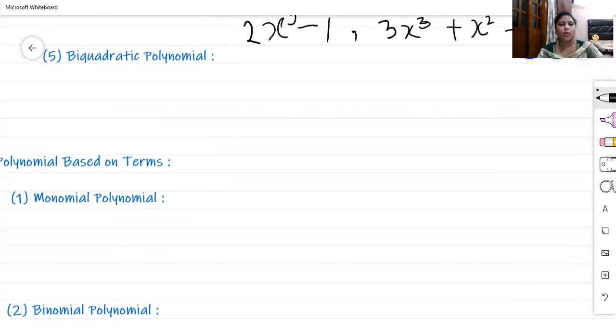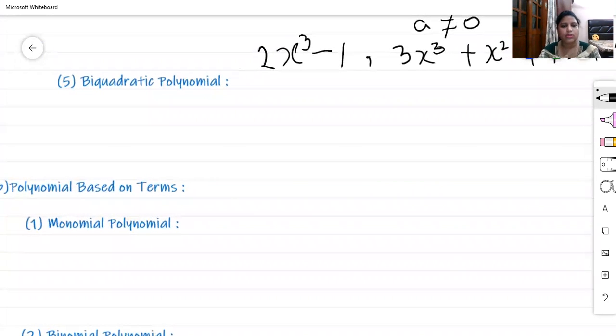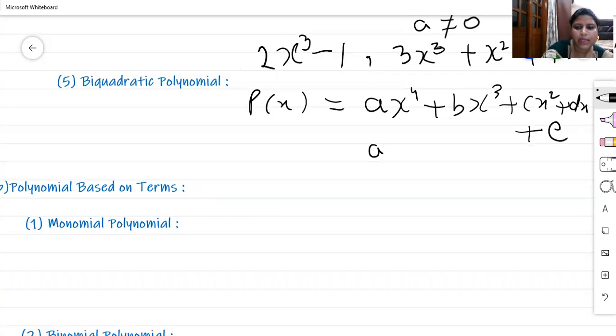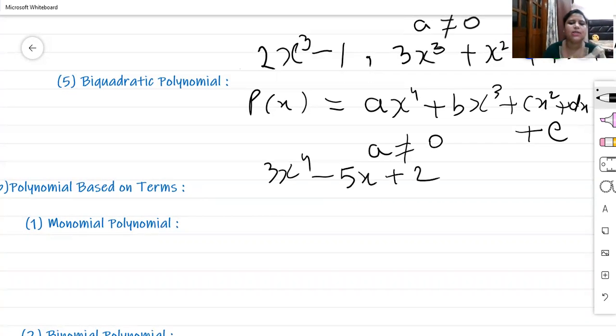If the degree of the polynomial is 4, then it is called a biquadratic polynomial. The standard form of the polynomial is p(x) equals ax raised to the power 4 plus bx cube plus cx square plus dx plus e. But a cannot be 0. So an example is 3x raised to the power 4 minus 5x plus 2. This one is also an example of a biquadratic polynomial.